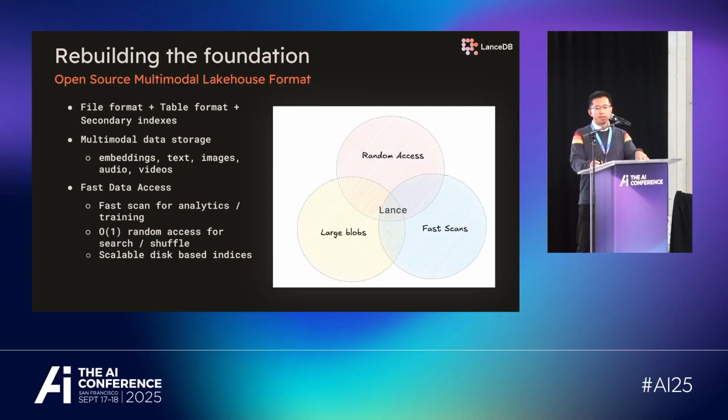Lance, as a format, is a columnar format that targets AI workloads natively. So instead of as an afterthought, it's the only format that gives you all three of these abilities: to do fast scans, so you can load data into PyTorch very quickly; to do random access very quickly, so that you can do search and you can do shuffles very quickly; and the ability to deal with large blobs, right? So no other format is effective at storing both your large assets like images and videos, and also your metadata, time series, and maybe even medium-sized data like embeddings.